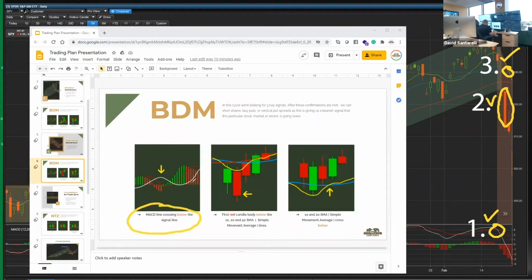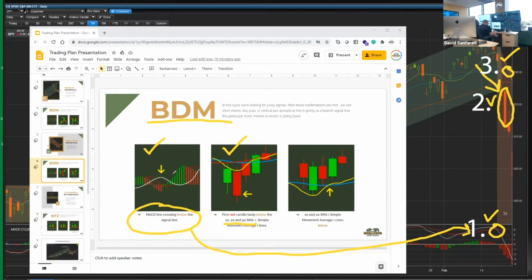The MACD line crossing below the signal line in BDM, and you see that happening right here. So that's check number one. Check number two is going to be the first red candle body below the 10, 20, and 50 simple moving average. So over here, you guys could see the yellow line is the 10-day simple moving average, the blue line's a 20-day simple moving average, and the red line's a 50. So here is our first red candle below those three simple moving averages.